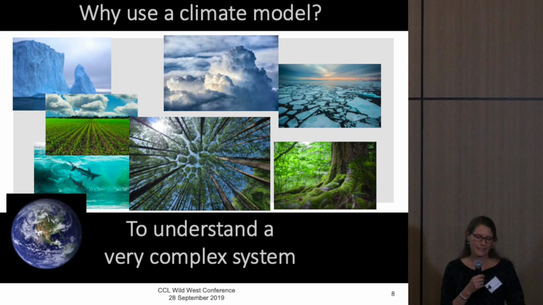Of course, it's a very complex system. So when we're using a climate model, we're trying to simulate processes that range from tens of kilometers, like big thunderstorms or mesoscale systems, hurricanes, all the way down to algae growth in the ocean or even small leaf growth in forests. So it's a very complex and highly difficult system to simulate.